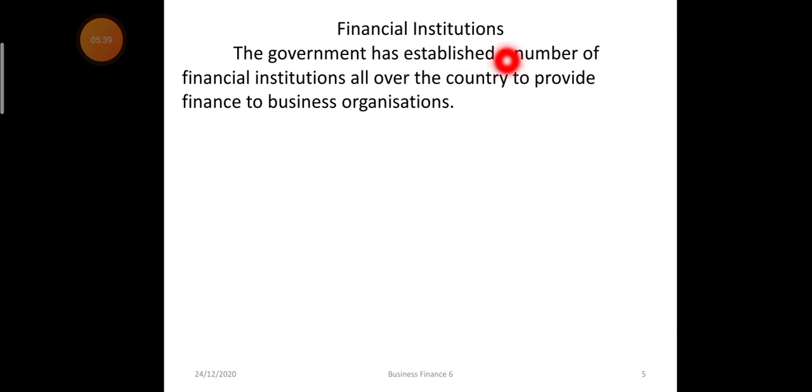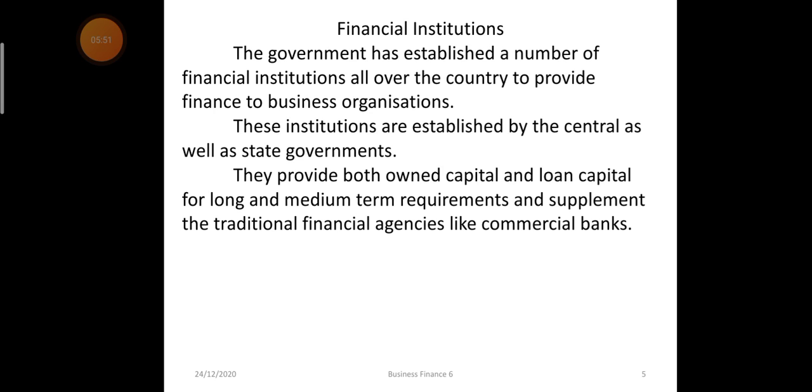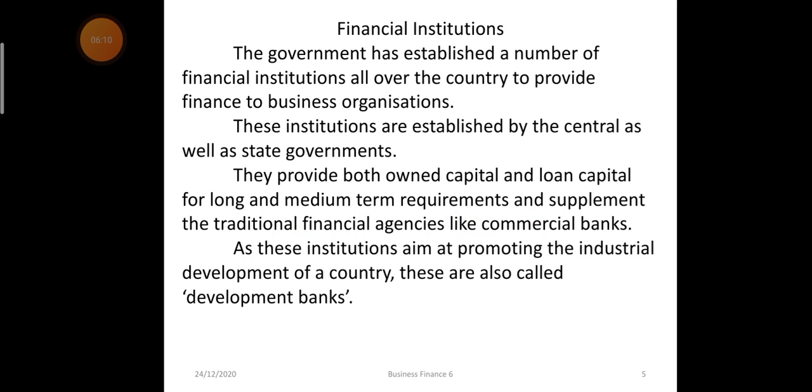So the government has established a number of financial institutions all over the country to provide finance to business organizations, set up by both central and state governments. They provide both owned capital and loan capital, borrowed capital, for long as well as medium term requirements. Mainly they provide loan capital, borrowed capital. And mainly these institutions like ICICI, IDBI, SIDBI were set up to promote industries. They are also known as development banks in our country.